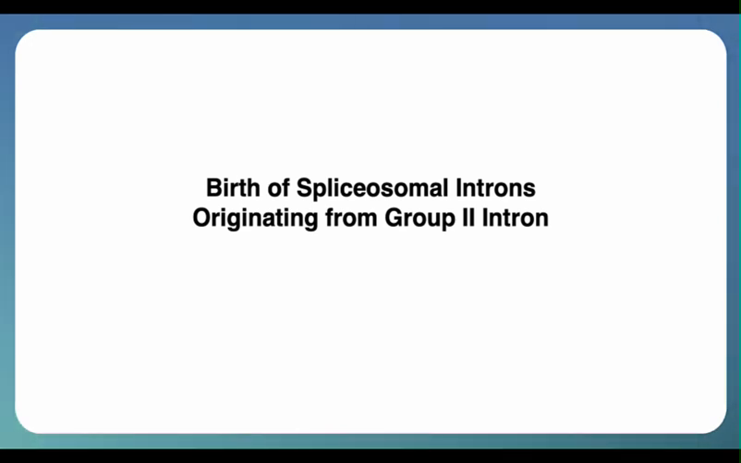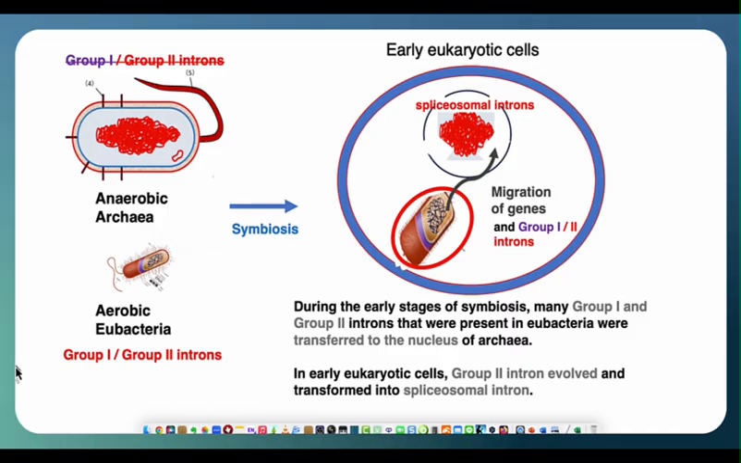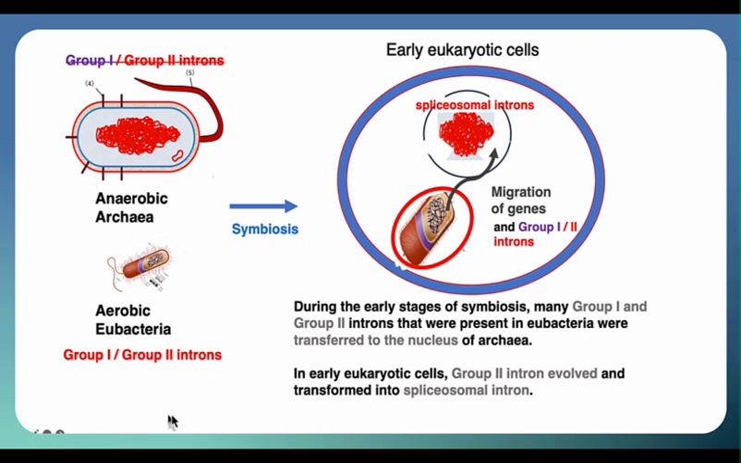Birth of spliceosomal introns originating from Group II intron. The theory that spliceosomal introns originated from Group II introns can be explained as follows. As is widely known, eukaryotes emerged when an archaean engulfed and established a symbiotic relationship with a bacterium. In present-day archaea, Group II introns are extremely rare, and Group I introns have not been found at all. In contrast, eubacteria that were engulfed by archaea have been found to contain numerous Group II and Group I introns.